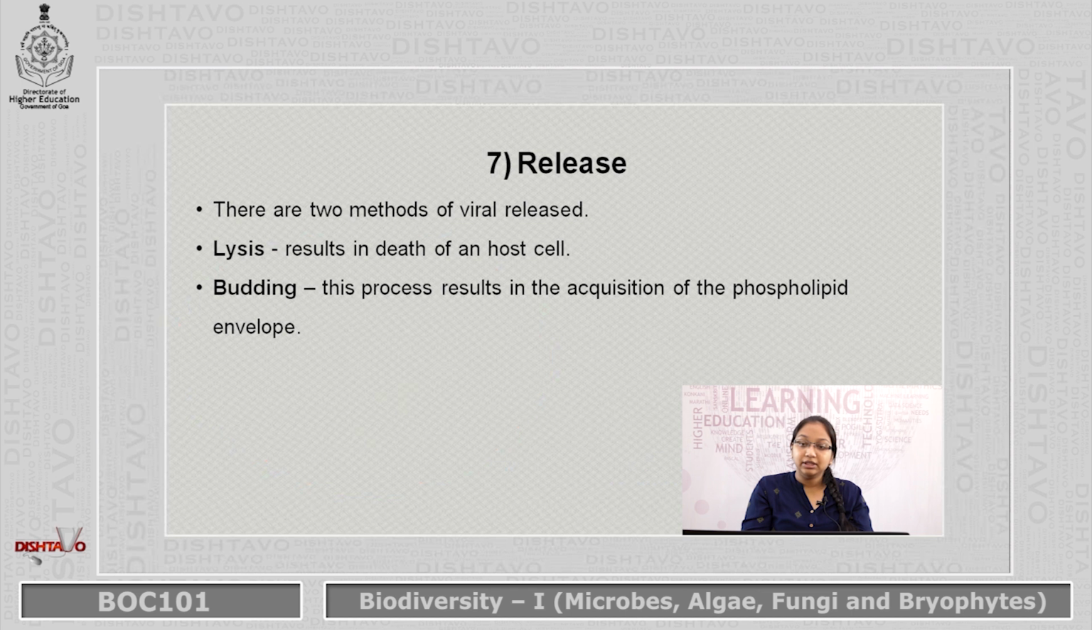The last step is release. There are two methods of viral release. First is lysis and second is budding. In lysis, the virus particle bursts open and is released into the environment. It results in the death of the host cell. In budding, this process results in the acquisition of the phospholipid envelope of the host cell. In this budding process, the virus doesn't kill the host cell.